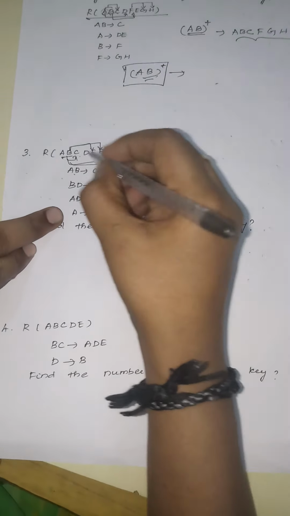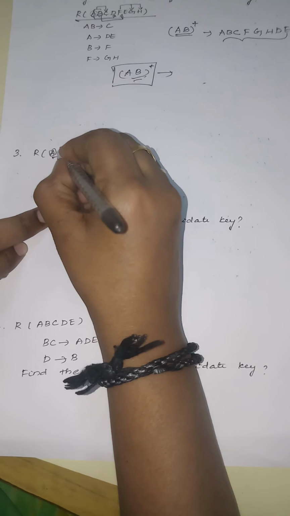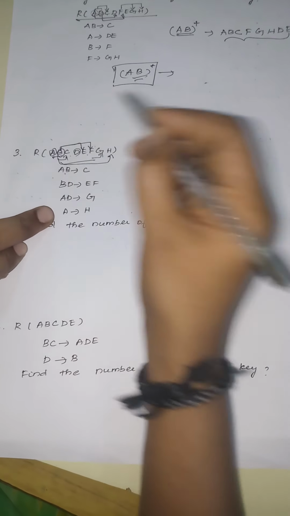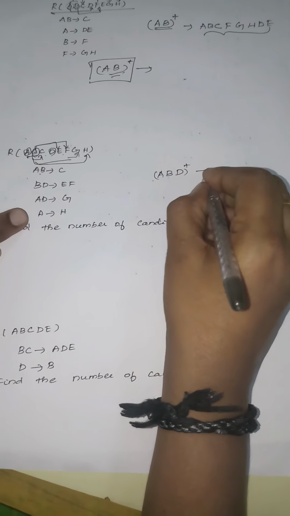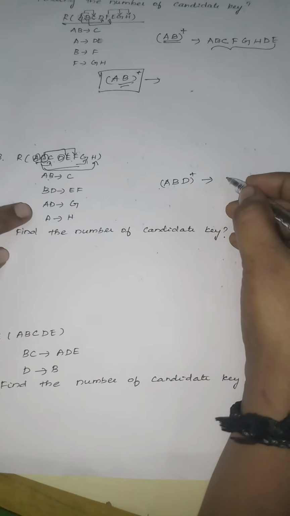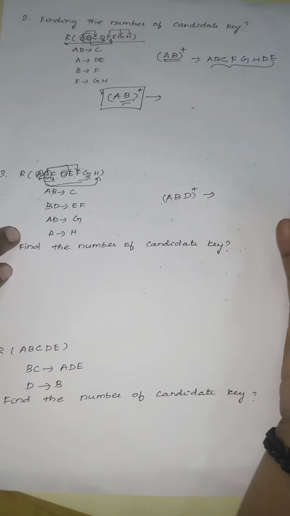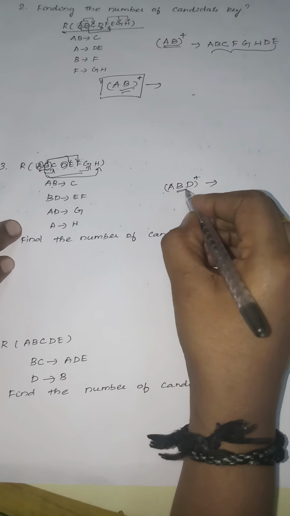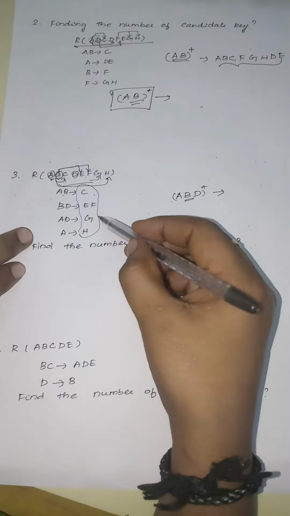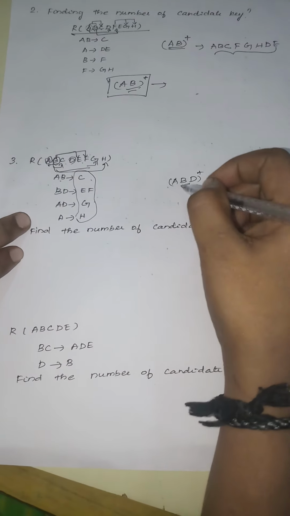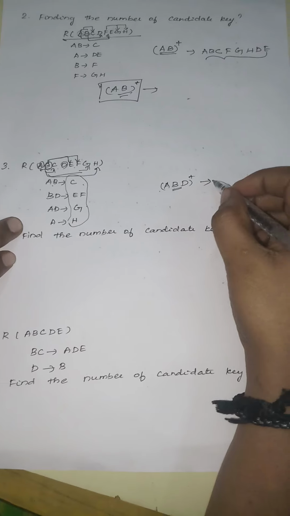Here A has no input, B has no input, and D also has no input. So I am taking ABD plus, applying the closure property on ABD. Otherwise, you have to choose ABD as the attributes that are not present on the right side. So here A is not there, B is not there, and D is also not there. I am applying the closure property, ABD plus.